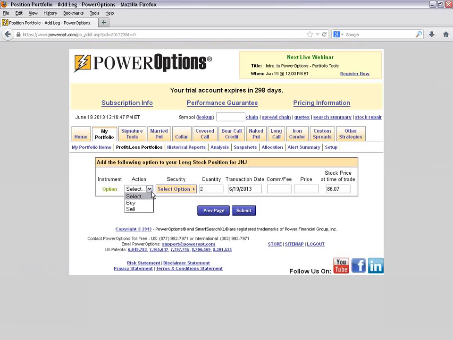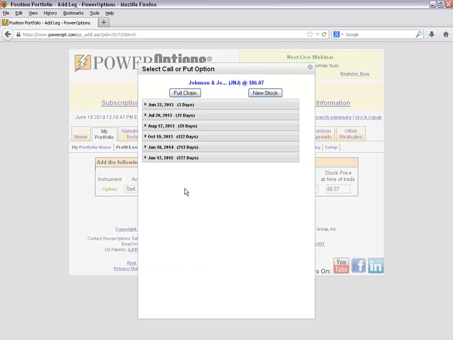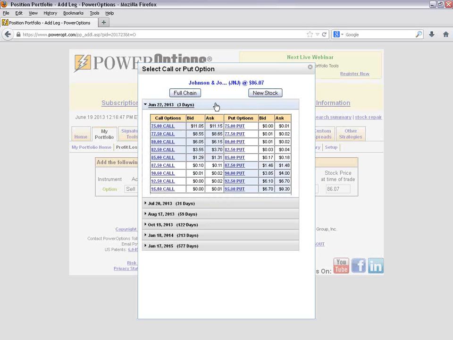That'll take us to the same form we saw before. Okay, we're going to select to sell. And now I have to select the option, but it's going to take me to a call or put because it doesn't know if I'm actually trying to do a short call or a short put. So it's the same setup, gives us the tiles for the different expirations.